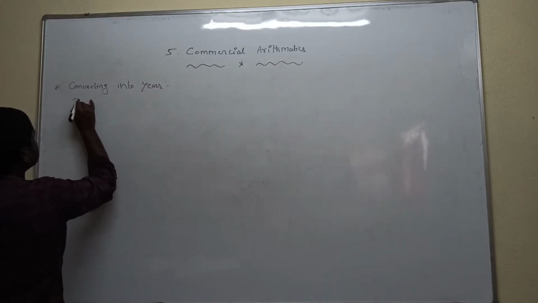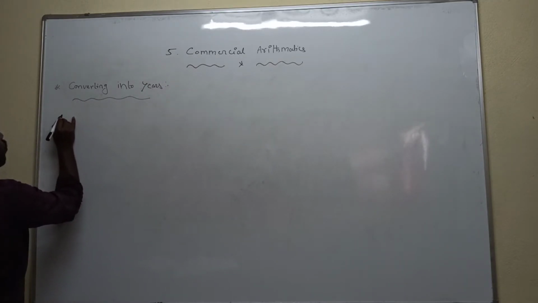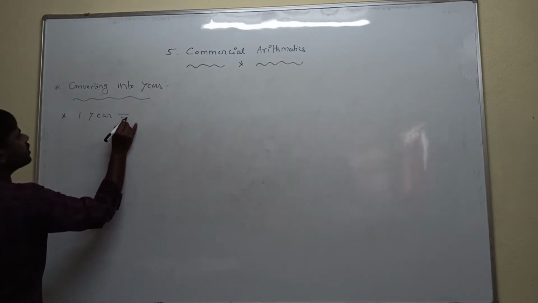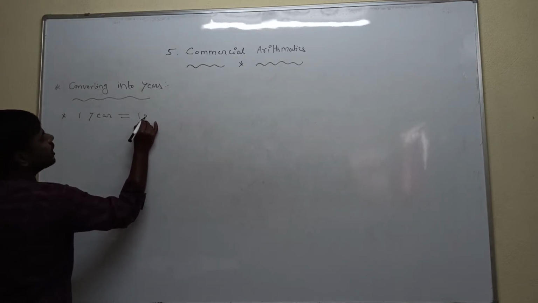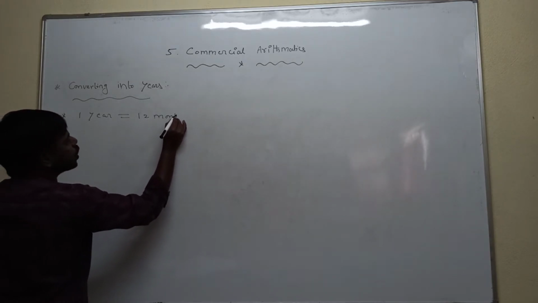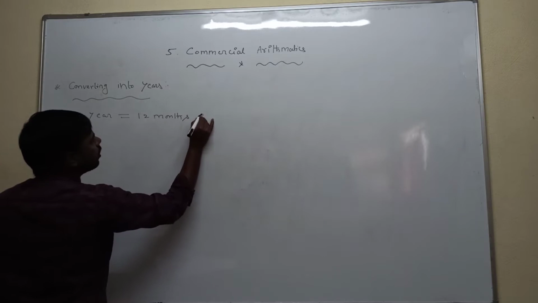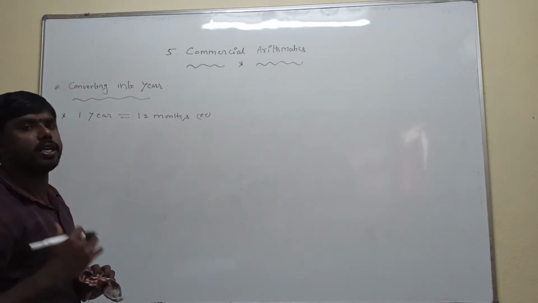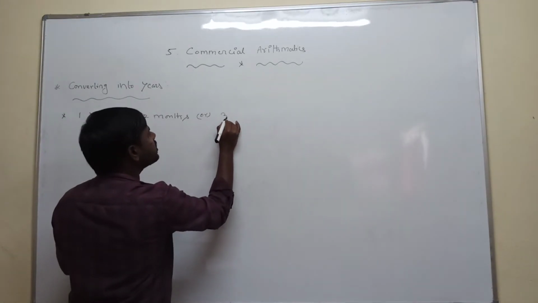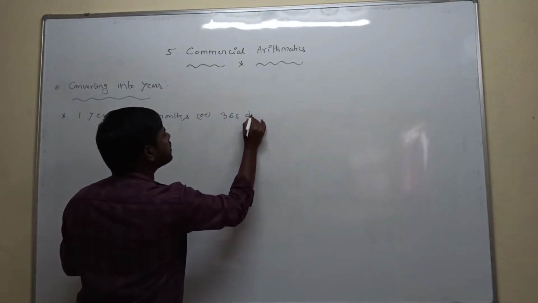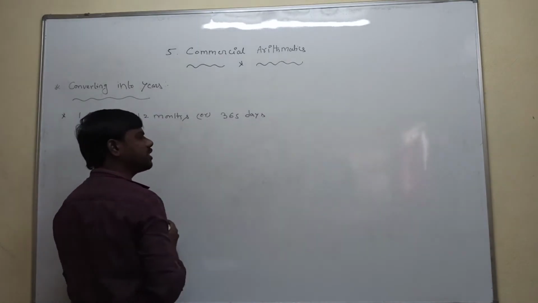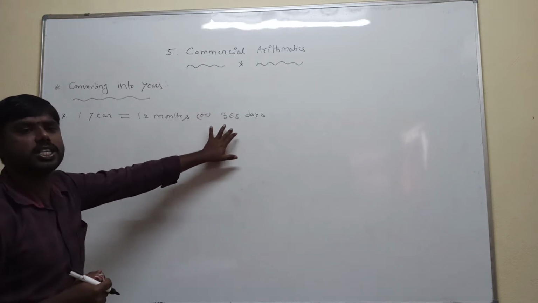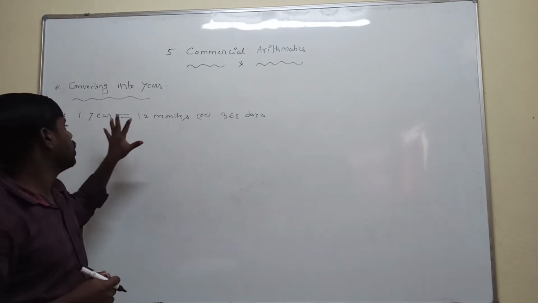Converting into years. See here, in 1 year, how many months are there? 12 months. How many days are there in a year? Totally 365 days or 366 days. 366 days is nothing but a leap year. So maximum we are taking 365 days per year.